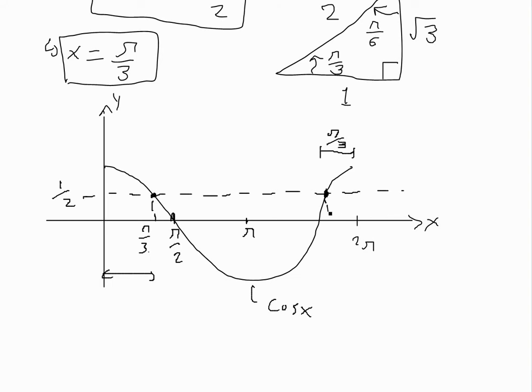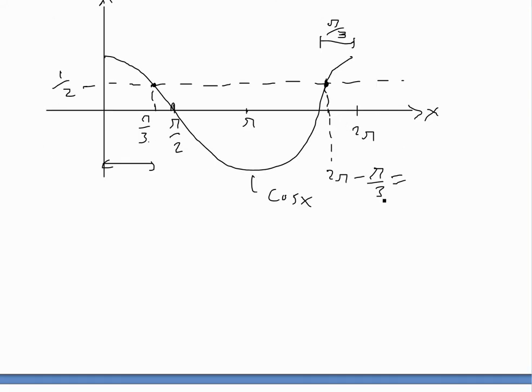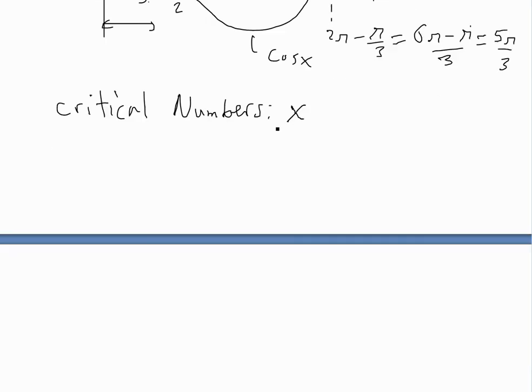So we can find out what this point is. Basically, this is going to be 2 pi minus pi over 3, because 2 pi is all the way from here to here. So minus this little section, using a common denominator, we multiply this top by 3 and the bottom by 3. We're going to have 6 pi minus pi over 3, all over 3 here. So then this next value is going to be 5 pi over 3. So our critical numbers are x equals pi over 3 and 5 pi over 3 in this interval.